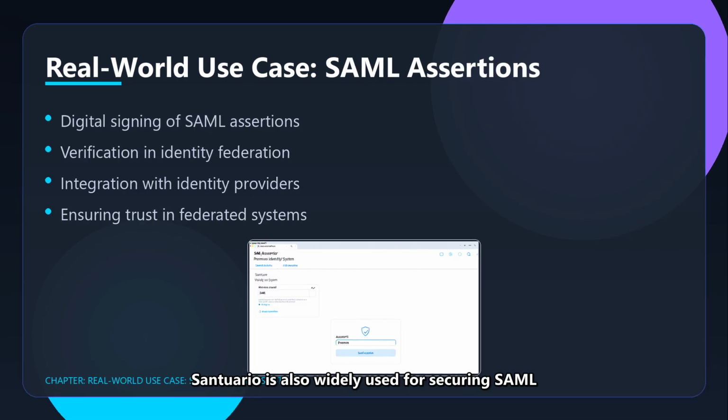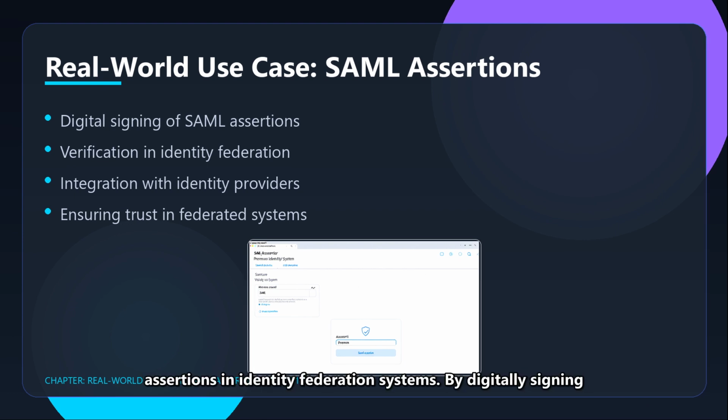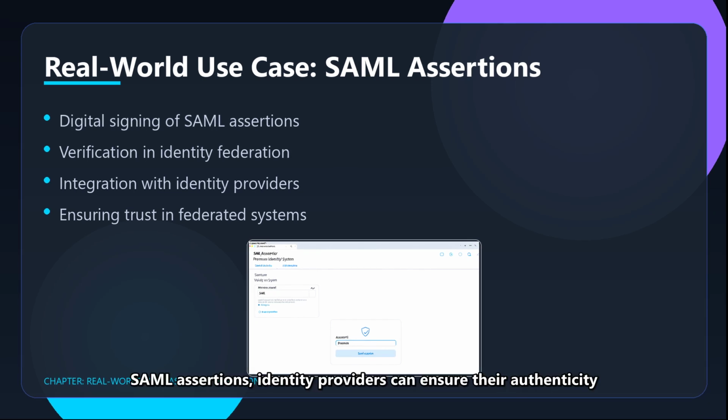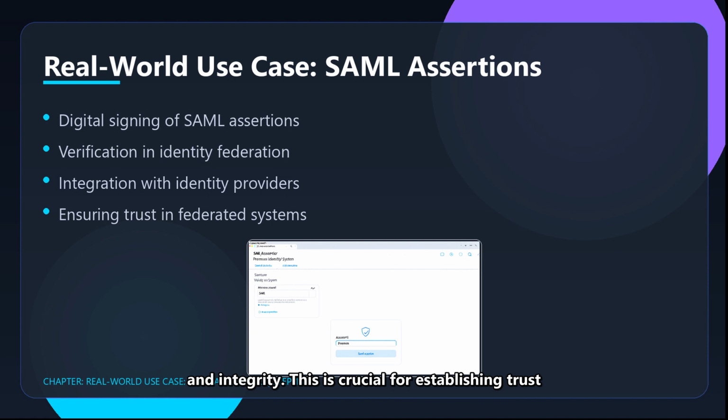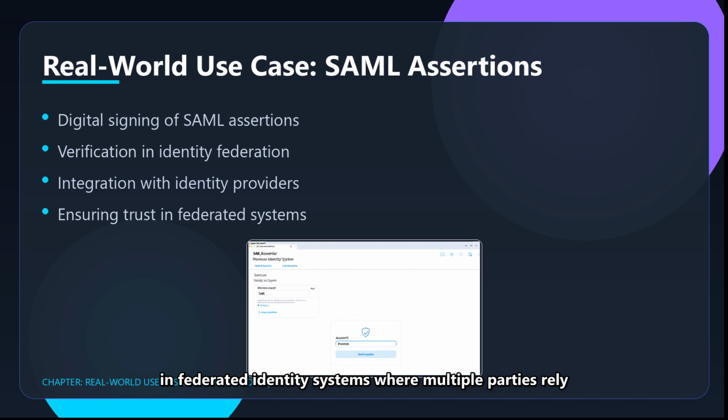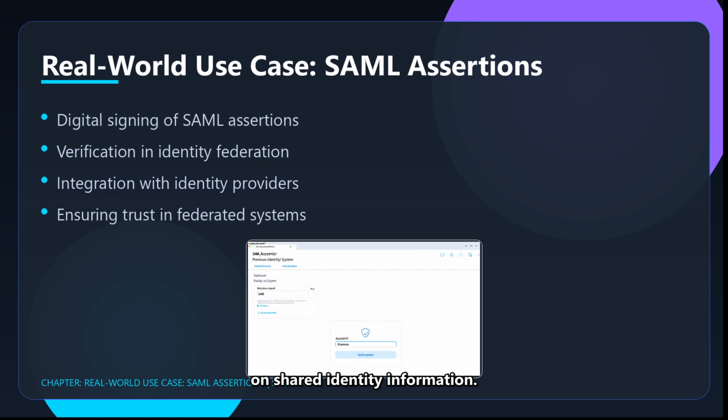Santuario is also widely used for securing SAML assertions in identity federation systems. By digitally signing SAML assertions, identity providers can ensure their authenticity and integrity. This is crucial for establishing trust in federated identity systems where multiple parties rely on shared identity information.